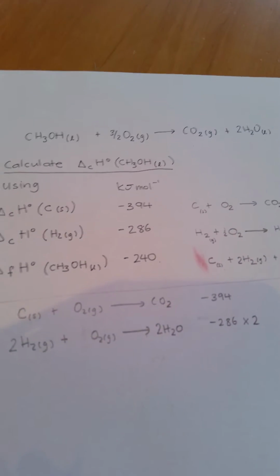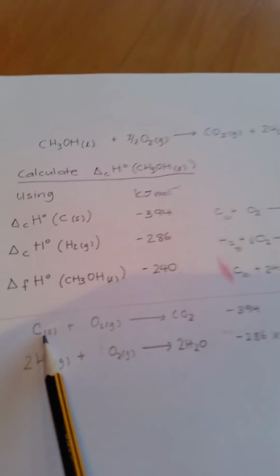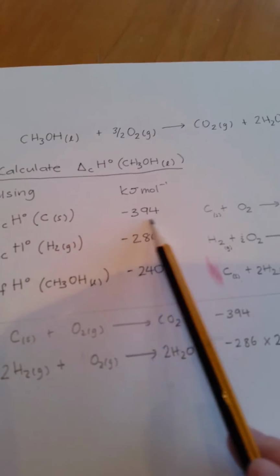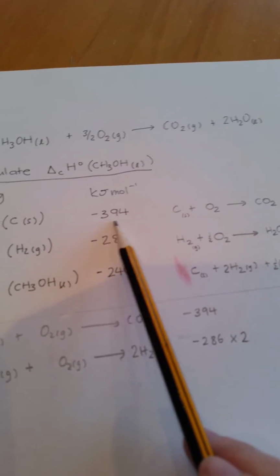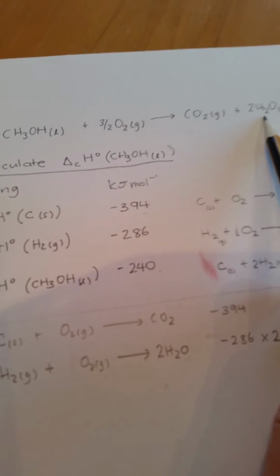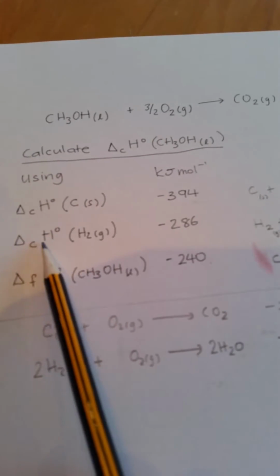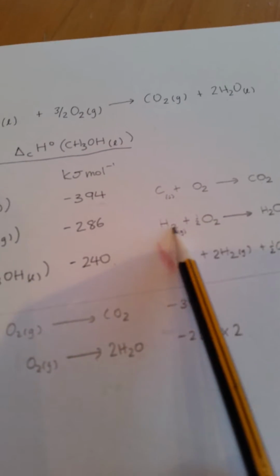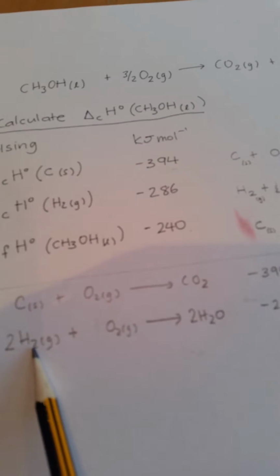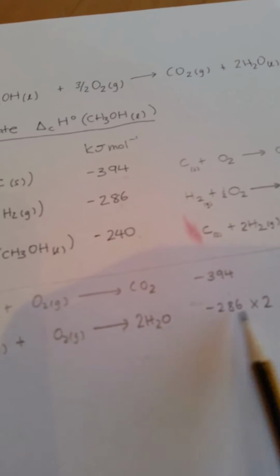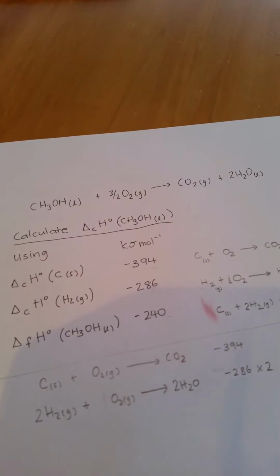So to continue on, I've written the equations. We've got carbon plus oxygen makes carbon dioxide, and that's just the same as our top equation here, so we've just got the value of 394. That's because there's only 1 mole of carbon dioxide here. But there's 2 moles of water, so we want to multiply this whole thing by 2 to get water over here. So we multiplied everything in the equation by 2, and we've got 286 times 2.